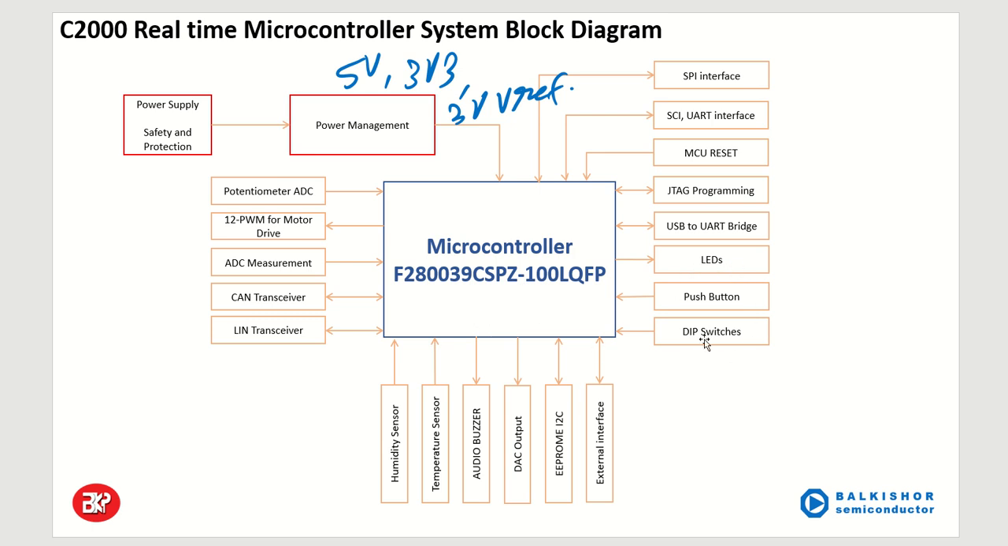We have various peripherals like DIP switch connections, push button connections, and LEDs for user input and output indications. We have a USB to UART bridge from Silicon Labs, which is used for sending your microcontroller data to your PC. Then we have JTAG programming and microcontroller reset. We have SCI and UART interface communications for various other utilizations, and SPI interfaces as well. Two SPIs are there in this microcontroller, and both of them have been utilized.